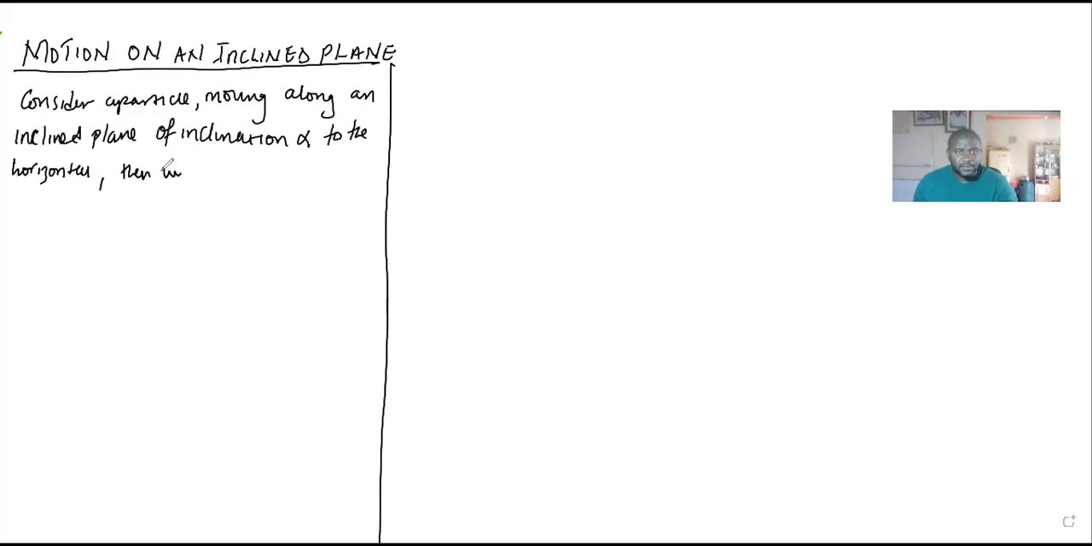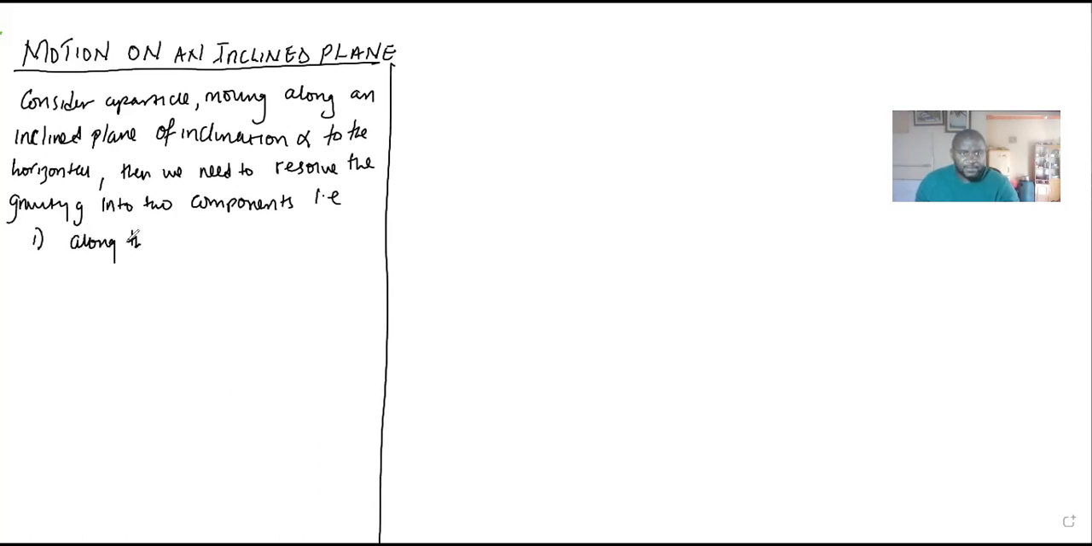Then we need to resolve the gravity G into two components, i.e., one along the plane, then two perpendicular to the plane.